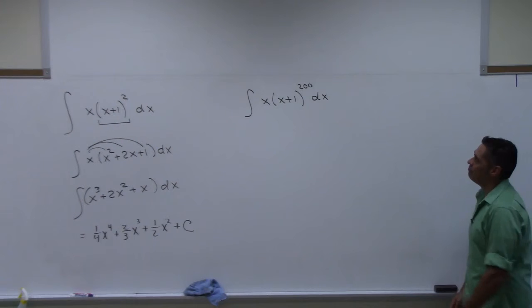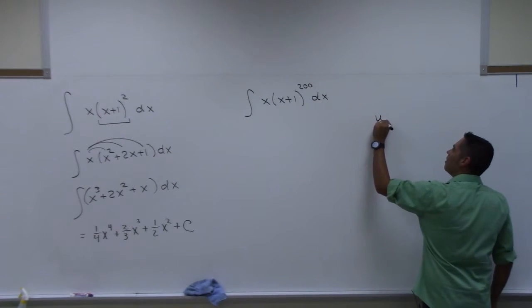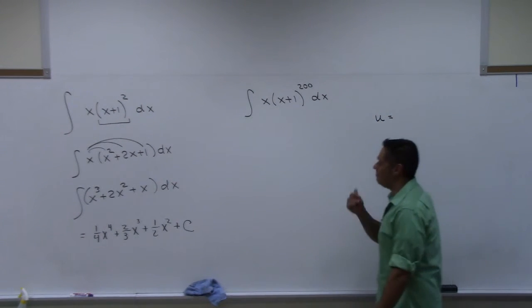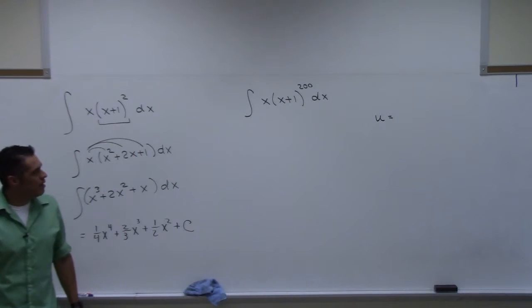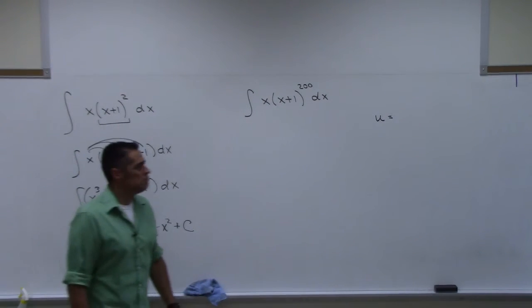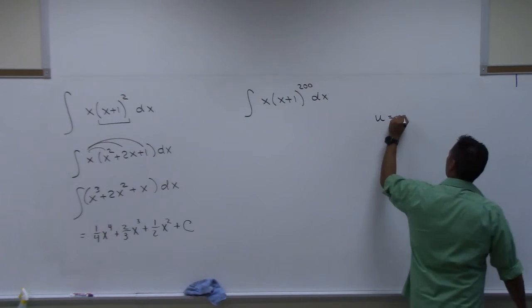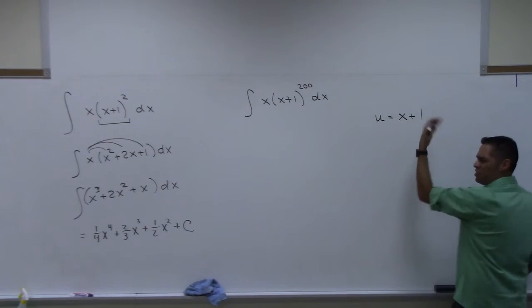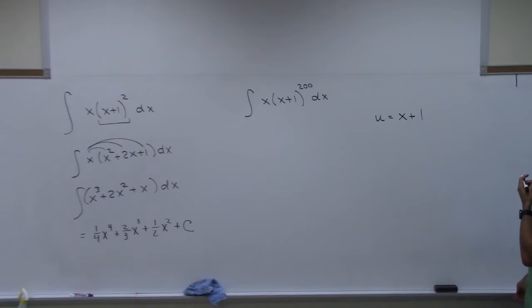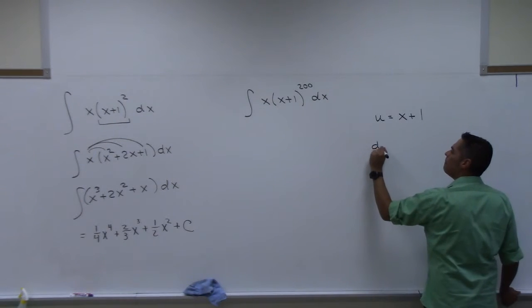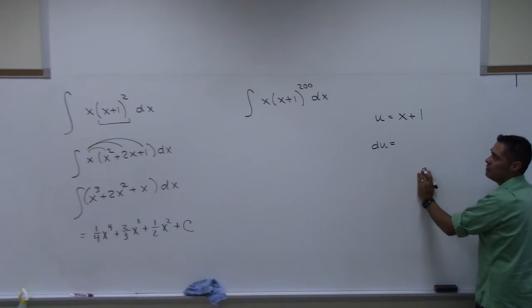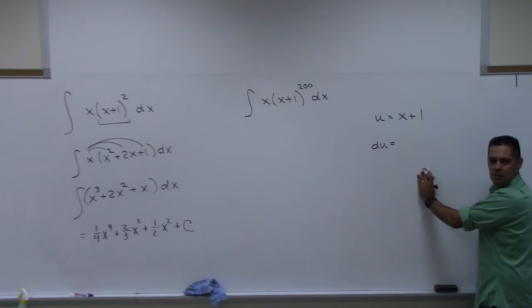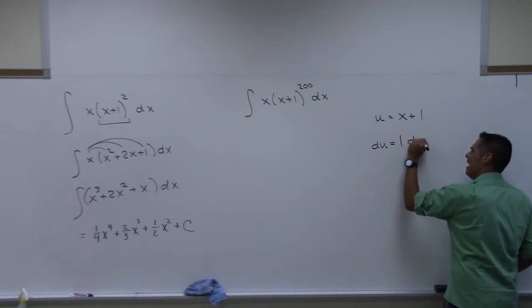So, batter up. x plus 1. Okay, if I choose that, what's its derivative? Because I'm supposed to see its derivative, right? So what would the derivative of this be? The derivative of this? Just 1, right? So this would be 1 like dx.